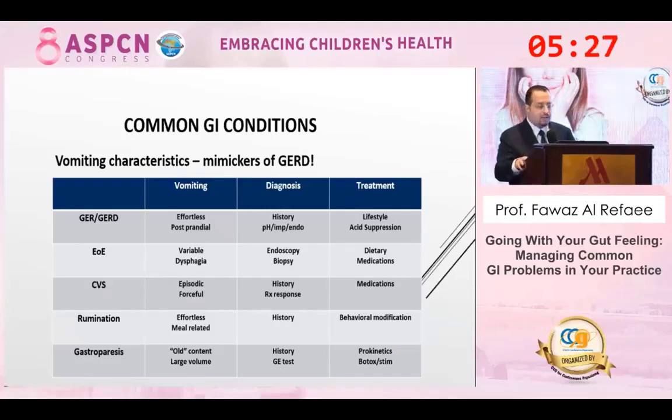Cyclic vomiting syndrome, as I mentioned, episodic, typical attacks, symptom-free interval in between, usually diagnosed by history and excluding other diagnoses. Rumination syndrome with effortless meal-related regurgitation, behavioral modification is the key. Gastroparesis, usually in children with cerebral palsy or neurological problems. Usually they can present with old content, food that stays in the stomach and comes through the mouth up to 24 hours or sometimes more after ingestion. And you need a gastric emptying study to support your diagnosis.